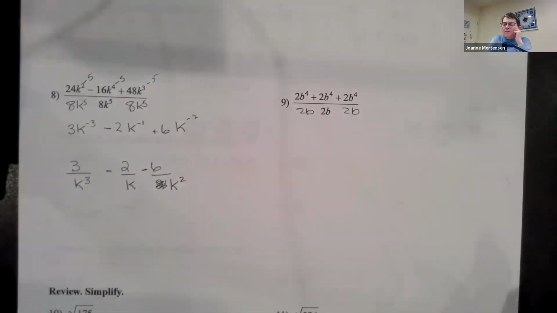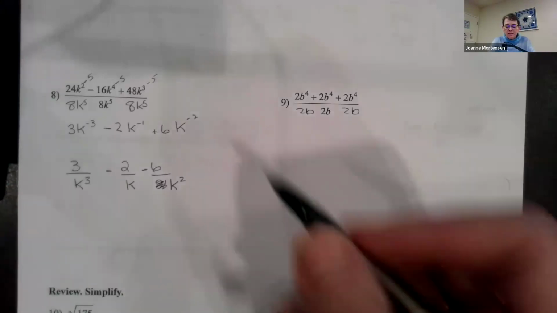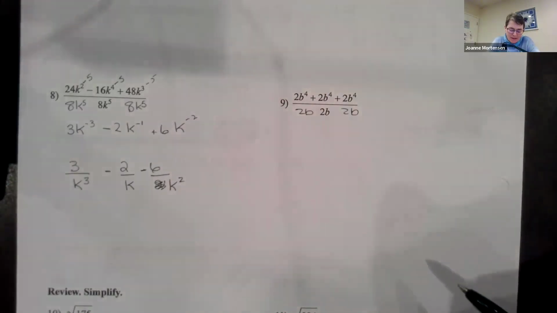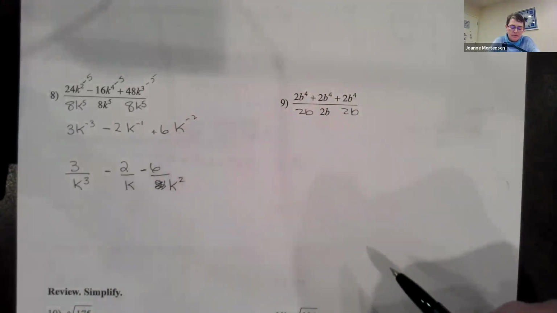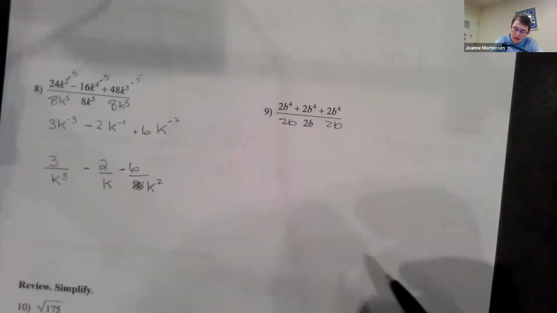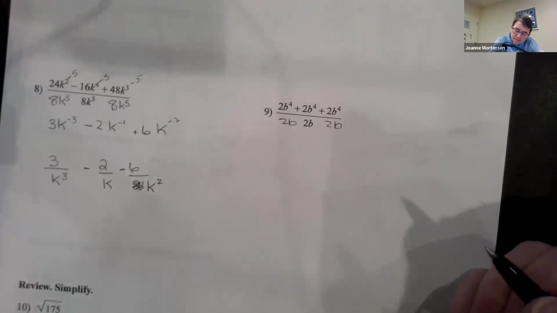I'm not really fond of either of those answers. They're both right. Neither of them look pretty. So if you like negative exponents, good. Probably easier. If negative exponents drive you crazy, this works too. All right.